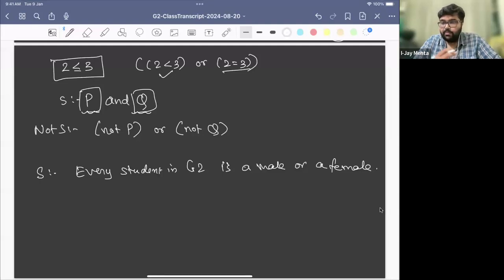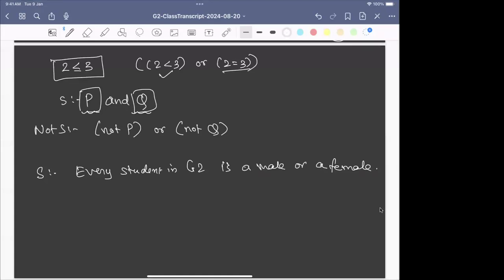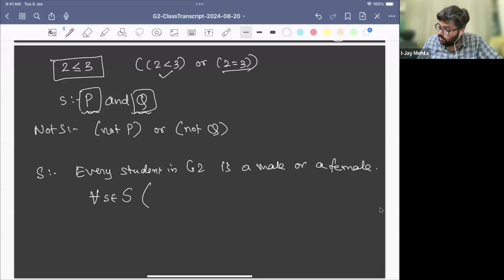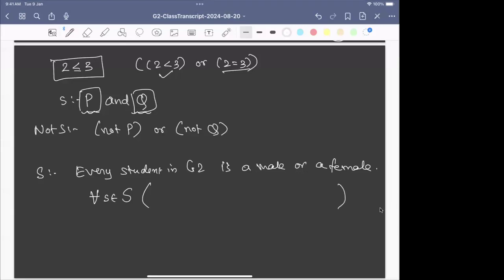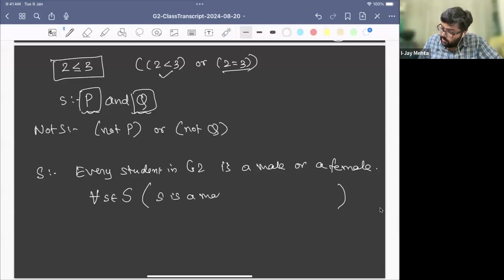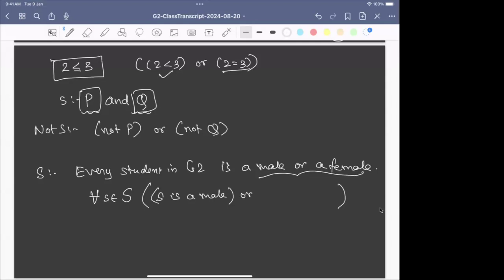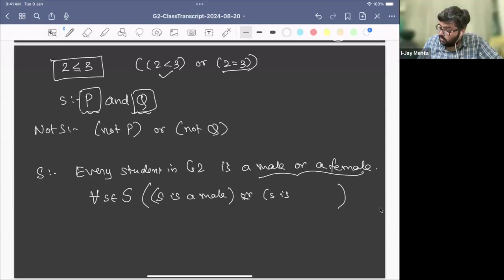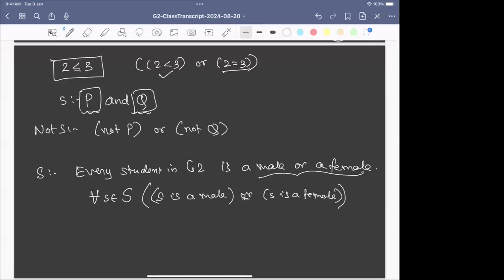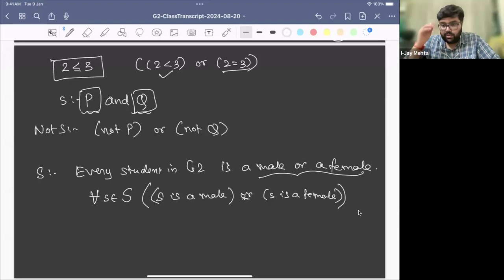Room number 5, Shiva. Given any small s belonging to capital S, small s is a male or a female. And see, these are two statements here, right? So small s is a male or small s is a female. Okay, good, very good. How many of you understand this?